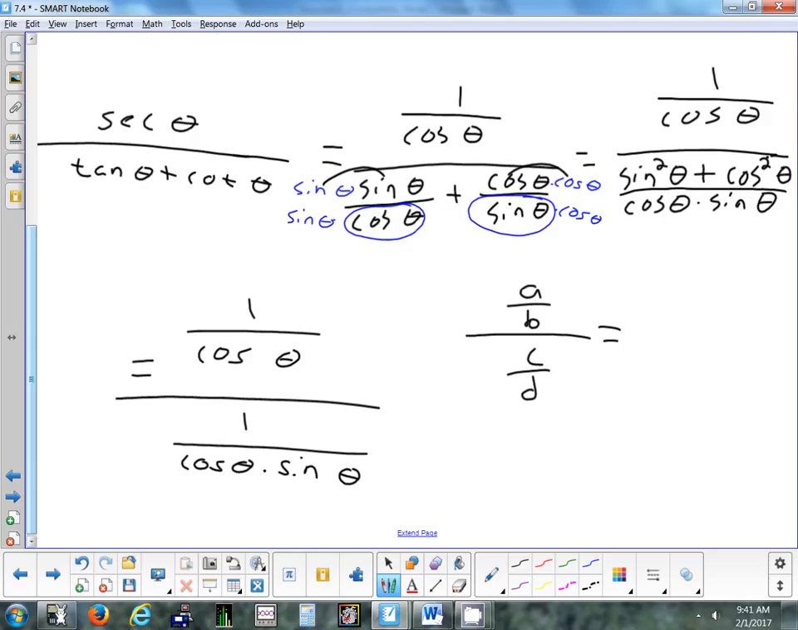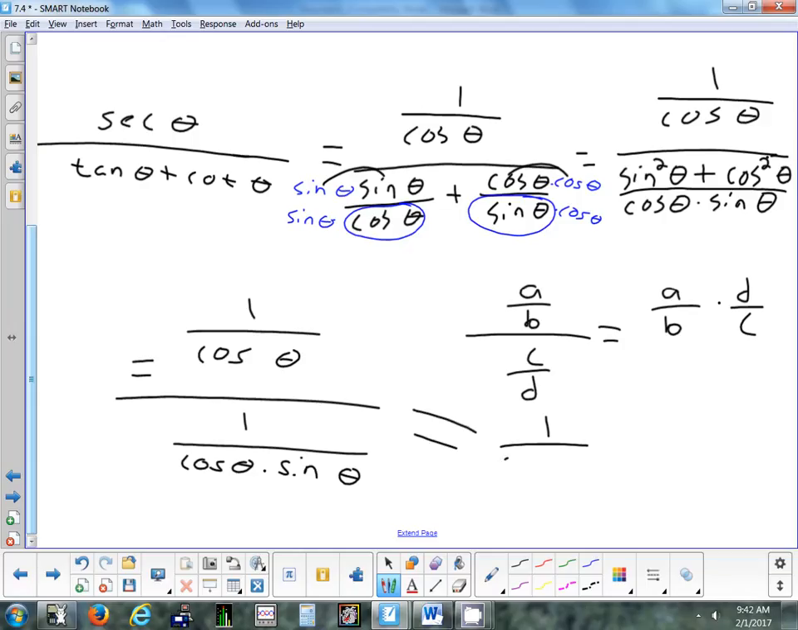Don't get stuck on the 5th grade stuff. How do you divide two fractions? Flip the second one. Yes. Keep the top the same, multiply by the reciprocal of what's in the bottom. Okay, so let's do that here.